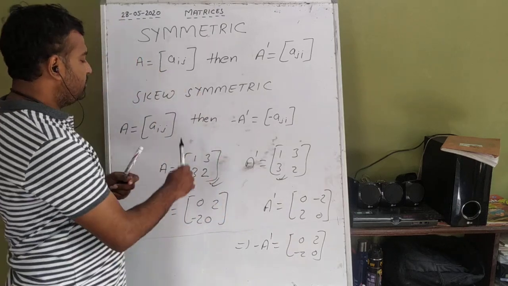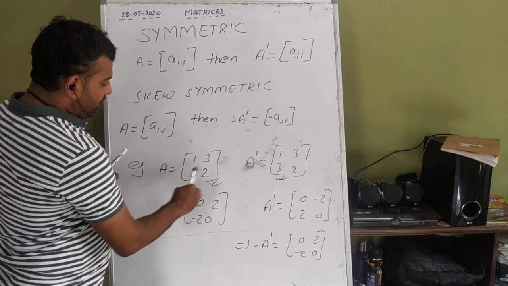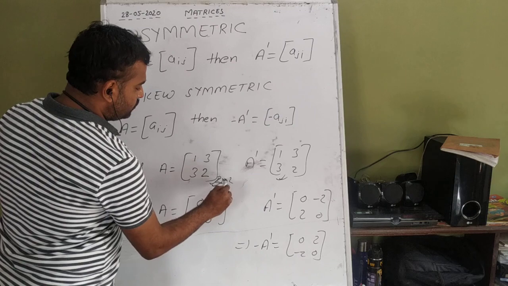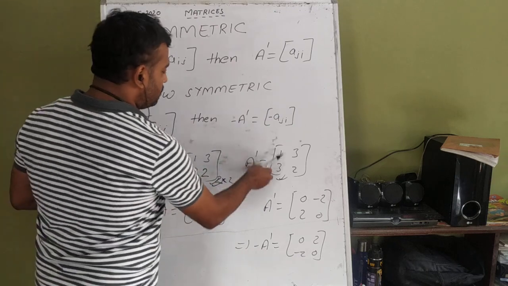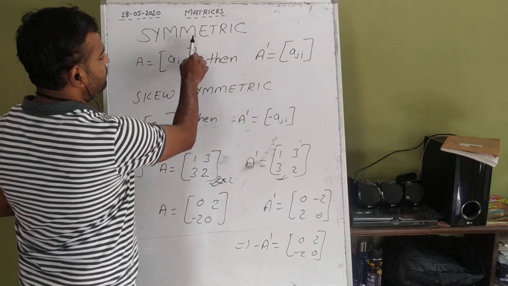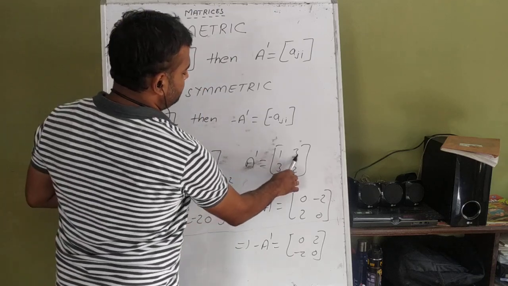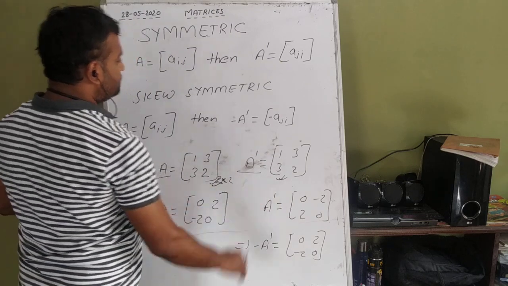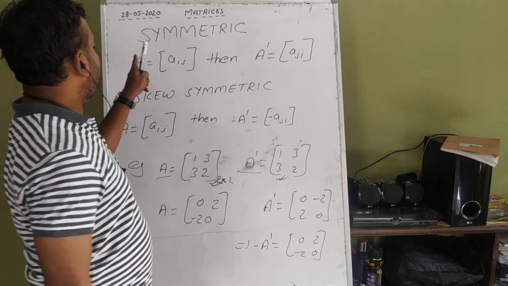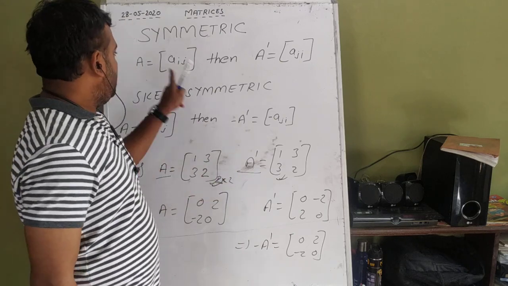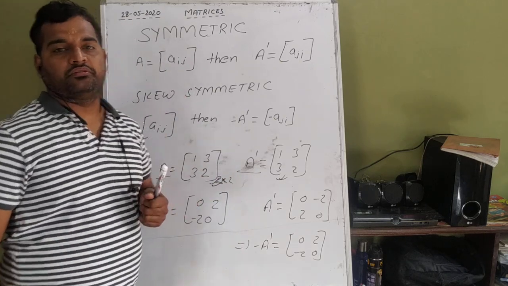The simple point was there. If A equals a 2 by 2 square matrix, then what we have to do? We need to change the row to the column and the column to the row. Then A transpose is said to be the symmetric matrix, and A is 3, 1, 3 and 3, 2. Here A and A transpose both are the same. Then we can say here that A is said to be a symmetric matrix.